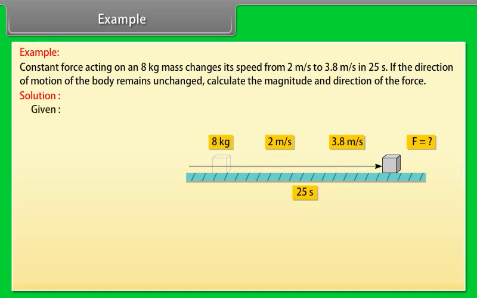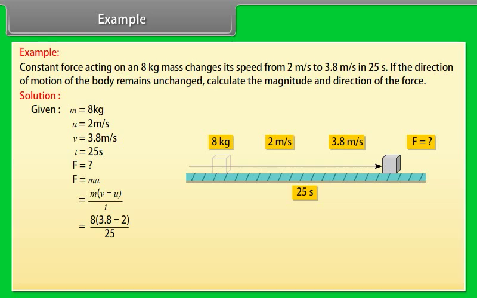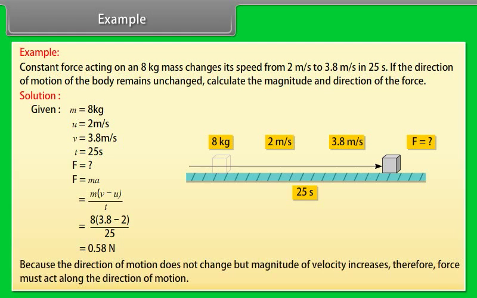Given values are: m is equal to 8 kg, u is equal to 2 meter per second, v is equal to 3.8 meter per second, t is equal to 25 seconds. F is equal to ma, which is equal to m into (v minus u) divided by t, which is equal to 8 into (3.8 minus 2) upon 25. Force is equal to 0.58 Newton. Because the direction of motion does not change but the magnitude of velocity increases, the force must act along the direction of motion.